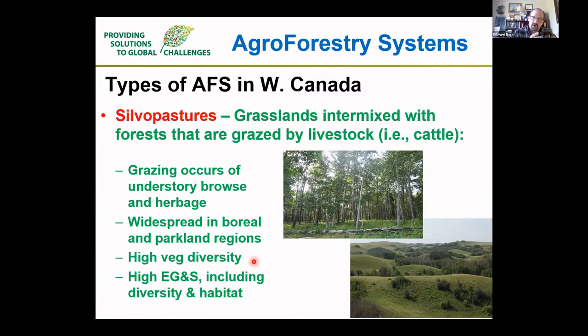Again, they're notorious for having very high vegetation diversity, not only in the understory of the forest, but also across the landscape because of this mixed mosaic. They provide a very high degree of environmental goods and services, which includes carbon storage, as you'll hear shortly, but also habitat diversity, and so on.